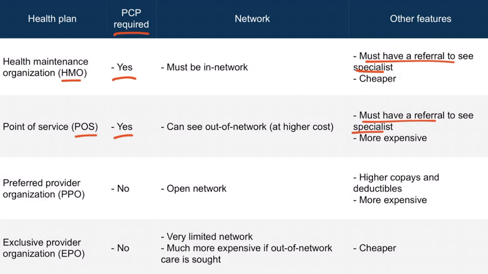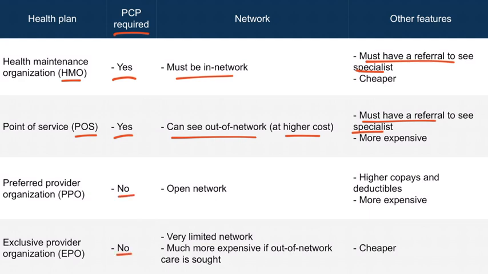The major difference between these two plans is that with an HMO, you're restricted to seeing doctors in your network, or in other words, doctors that have an agreement with HMO. With POS, patients within this plan can see doctors out of network, although doing so will likely be at a higher cost. The second two insurance plans do not require a PCP.